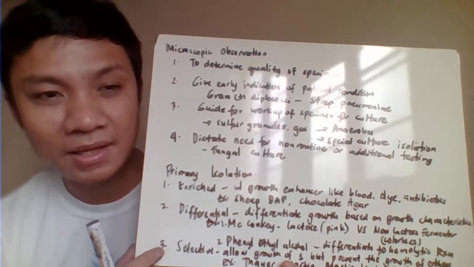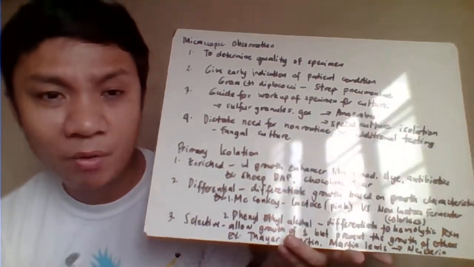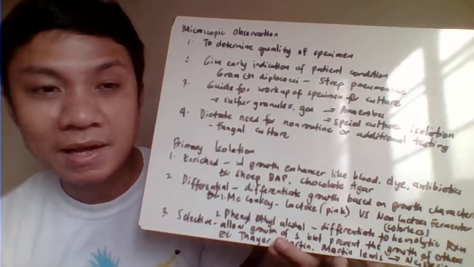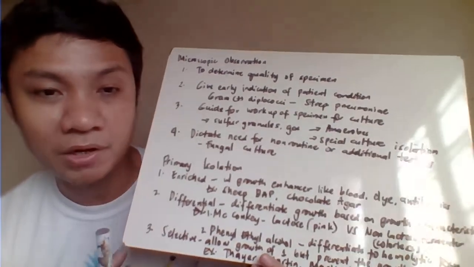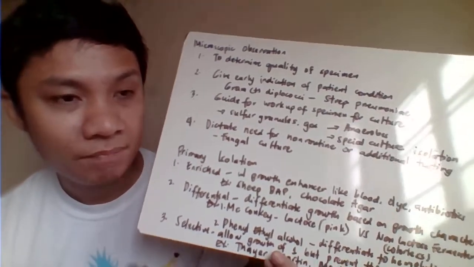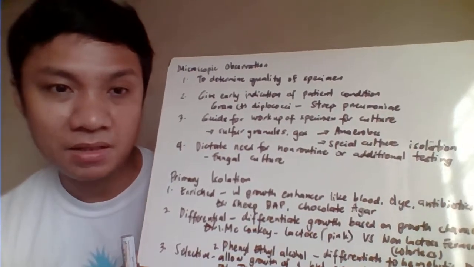They have special requirements for their growth, not just the usual growth requirements. So you need to feed them their special growth requirements. Those are the fastidious bacteria. Okay, so your culture media become enriched.